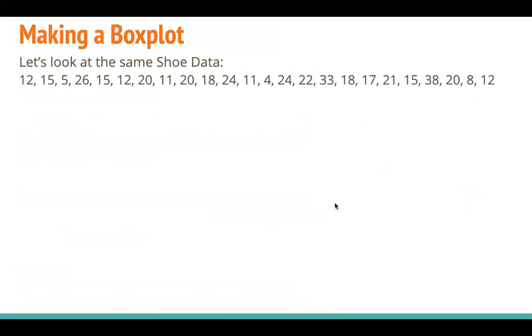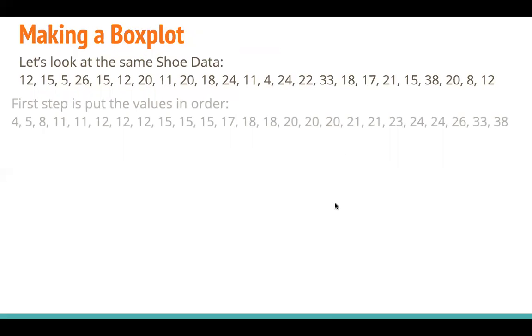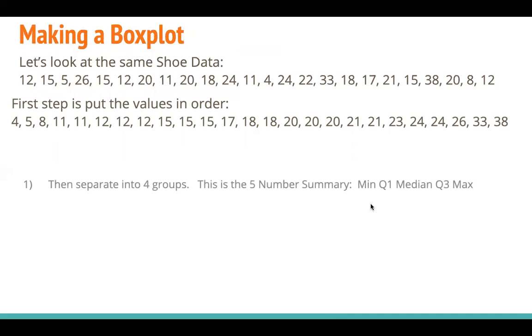All right, moving on to box plots, we're going to look at the same data. The process for box plots is also, first step, put them in order. So I have them in order now, just like I did before. Now I'm going to separate them into 4 groups to make a 5-number summary. The first thing I'll do is split it in half, the median. So I'm going to split it in half, and then I'm going to split it in half again.